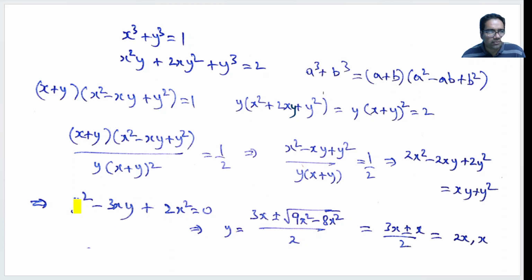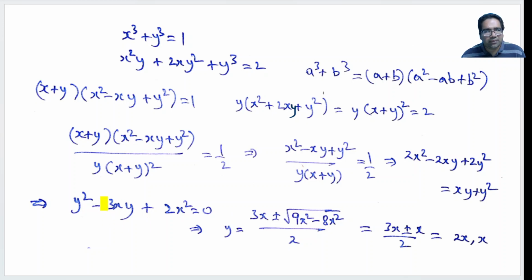Right. Because this is in the form of ax² + bx + c, this is a quadratic equation. Just that it is in the form of y²: 1 into y² plus minus 3x into y plus 2x². Right, a is 1, b is minus 3x, c is 2x². Let's solve for y.